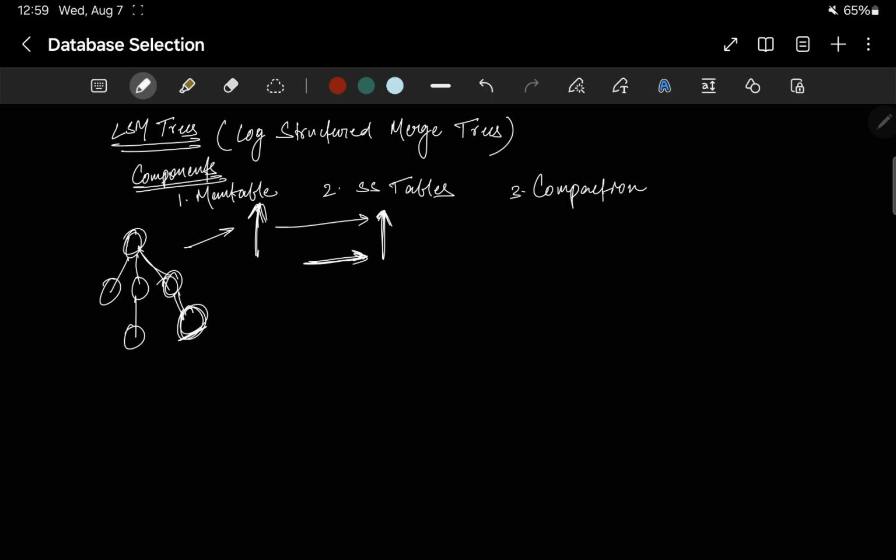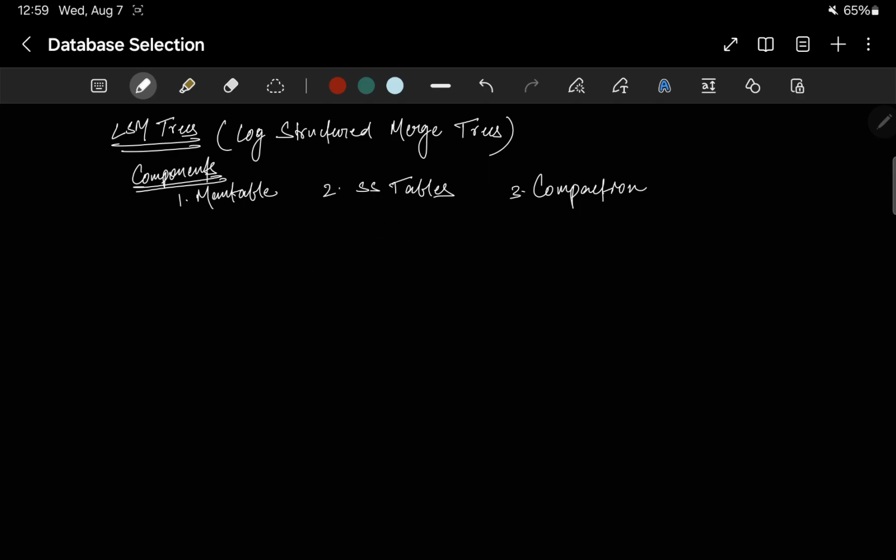But read is slow. Why? Because you have to read it from the SS tables, and SS tables is on the disk. And if you have to read from the disk, it's a costly operation. So that's why I said before also, LSM trees are the internal implementation of databases. If LSM trees are the internal implementation, it means those databases are good for write heavy operations. Okay. Let's see the use cases and characteristics.